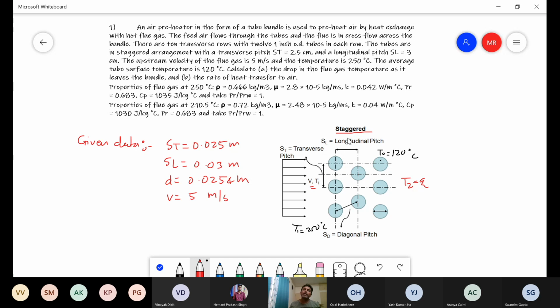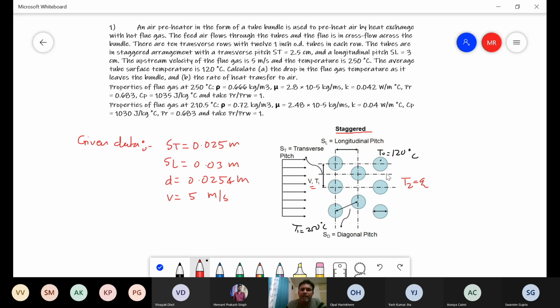Now what we have to find out is the outlet temperature first, and based on that we have to calculate the drop in the flue gas temperature. That is part A. So we have to find out how much temperature drop is going to be there from the actual temperature of T1 equals 250 degrees Celsius. That is the first part. And in part B, what we have to find out is the rate of heat transfer to the air. So how much is the rate of heat transfer from the flue gas to the air which is flowing through each of these tubes, that we have to find out.